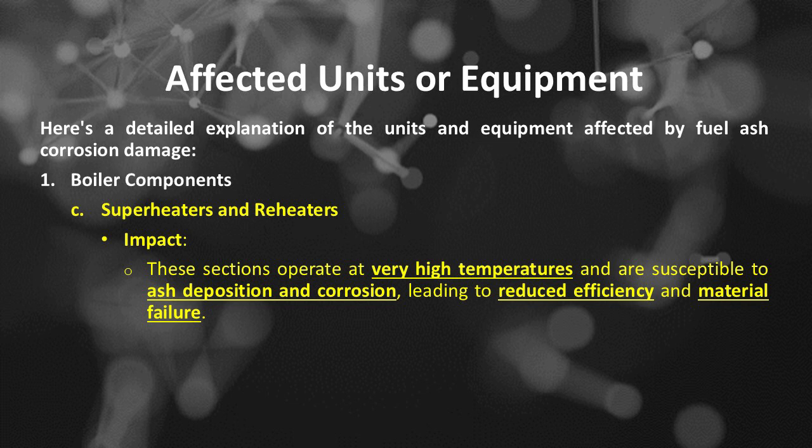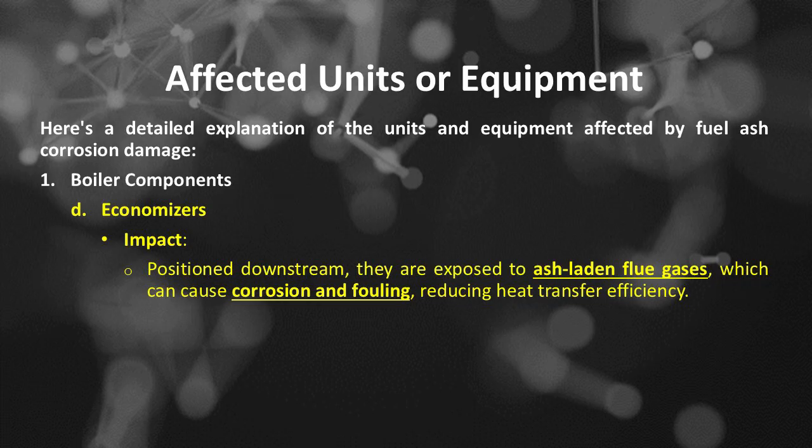Number C, superheaters and reheaters. Impact: these sections operate at very high temperatures and are susceptible to ash deposition and corrosion, leading to reduced efficiency and material failure. Number D, economizers. Impact: positioned downstream, they are exposed to ash-laden flue gases, which can cause corrosion and fouling, reducing heat transfer efficiency.